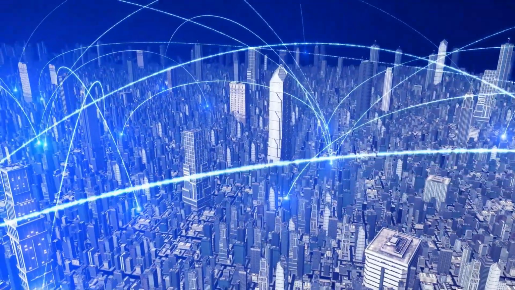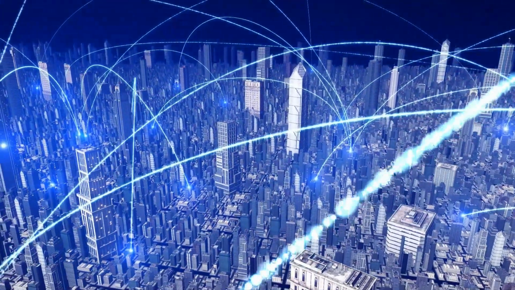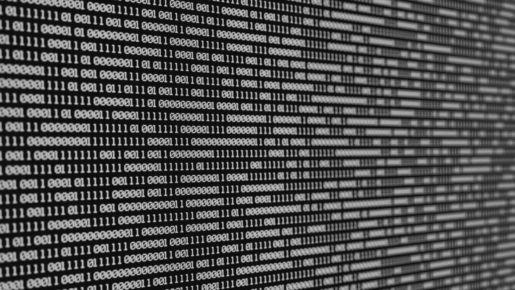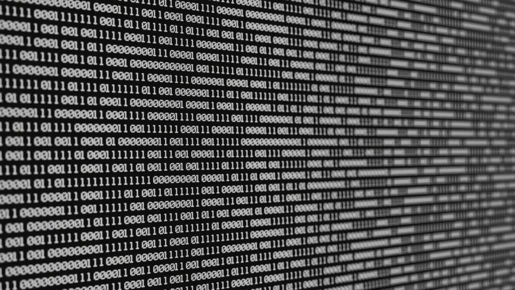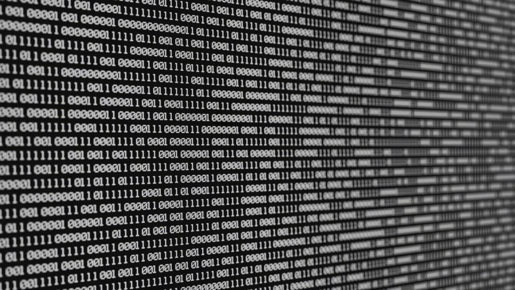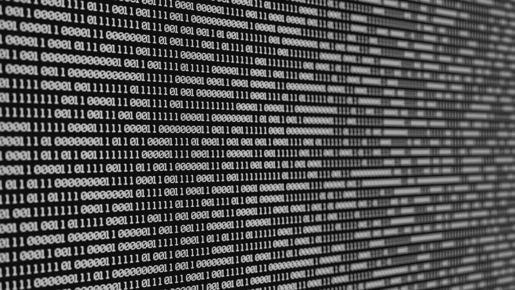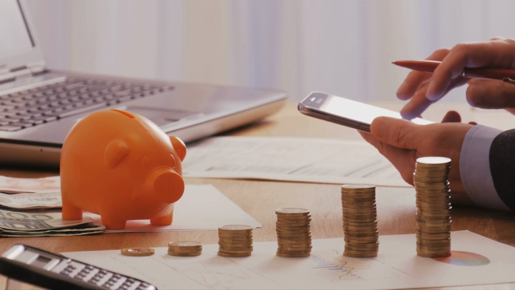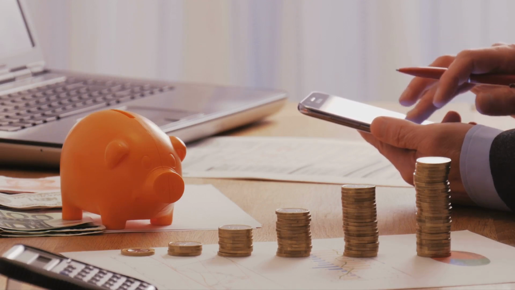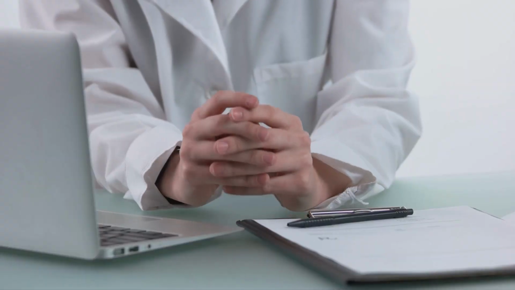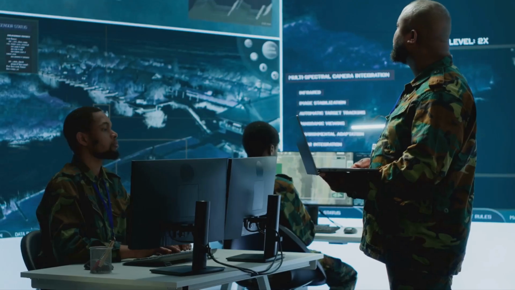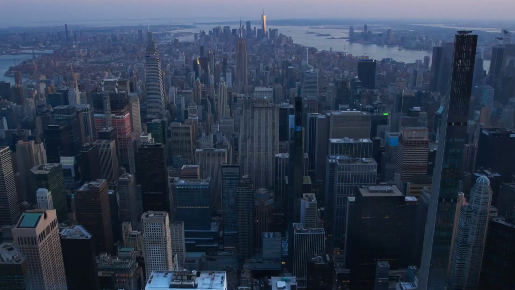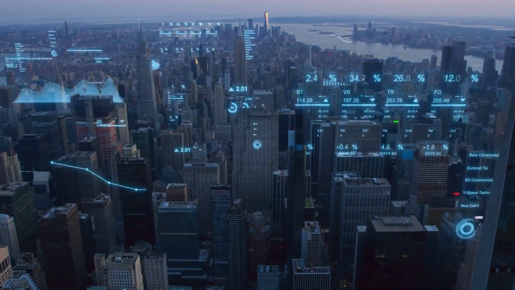Section 9. A future secured by quantum laws. The future of secure communication is quantum. Quantum key distribution has the potential to revolutionize the way we protect our information, ushering in an era of unbreakable encryption. Imagine a world where online banking is completely secure, where medical records are truly private, and where governments can communicate without fear of espionage. This is the future that quantum key distribution promises.